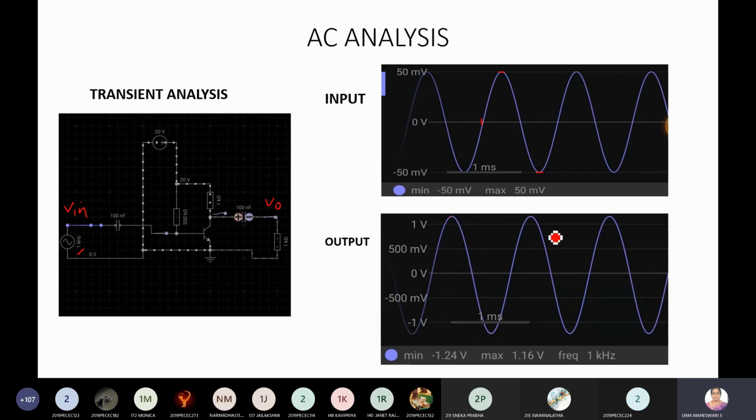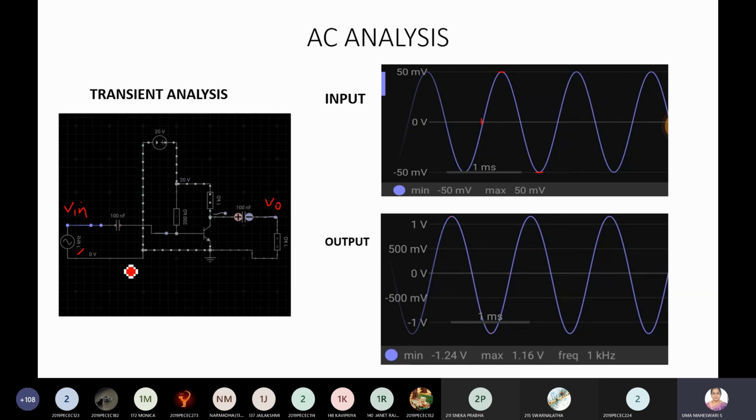So I am giving an input signal of 100 millivolts amplitude, but because of the amplification done in the circuit, I am getting a large output of 2.4 volts. Okay, but here the point to be understood is that the time period of the input signal and output signal will be the same. The input signal has a time period of 1 millisecond, which means my output is also going to have the same time period of 1 millisecond only. Only the amplitude of the signal will change because of the amplification done by the circuit. Okay, so this also I'll simulate and show you.